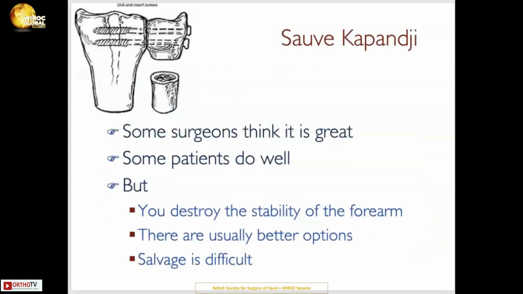The Sauvé-Kapandji, well, some surgeons think it's great. Some patients do well. But there's no doubt you destroy the stability of the forearm, and in fact, you're taking any residual instability that was around the ulnar head away completely by doing this excision across the neck. There are usually better options. If you really think it through, there's usually an osteotomy or a soft tissue reconstruct. There's something you can think about rather than this operation. And salvage, at least until the Scheker recently, is difficult.